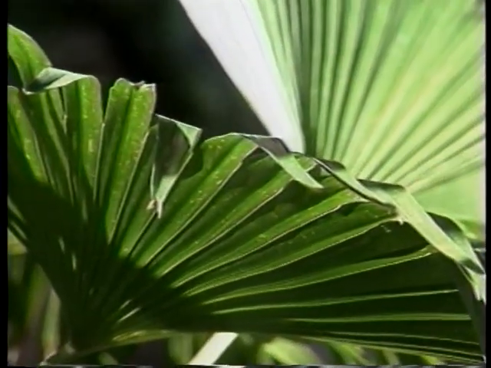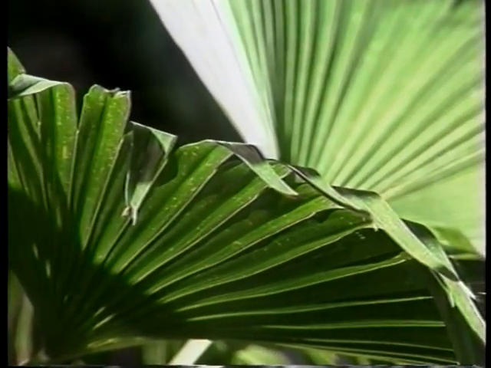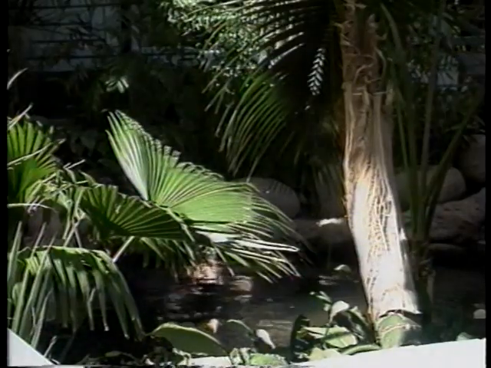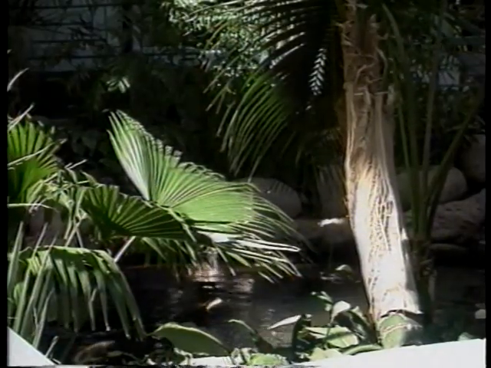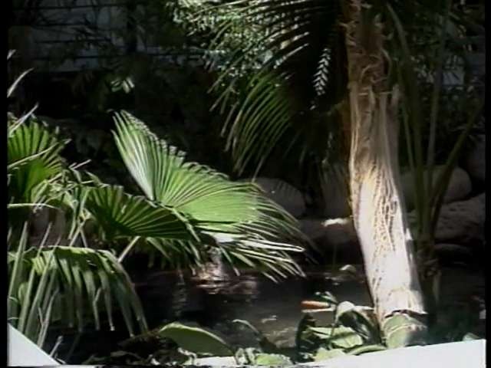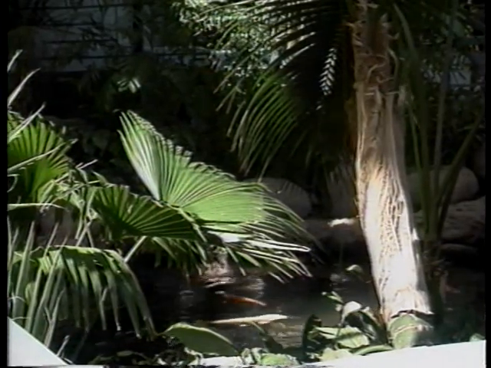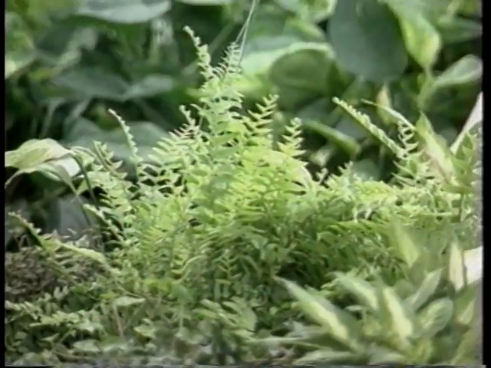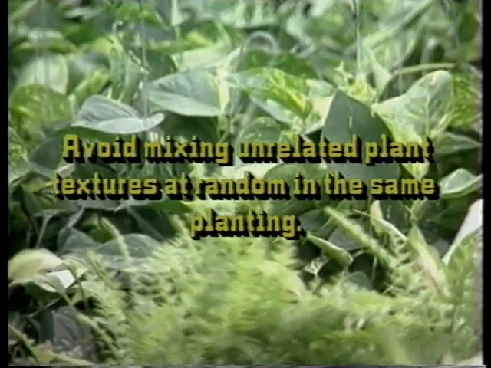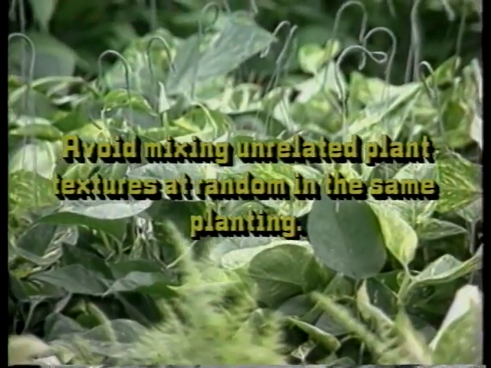A gradual transition from coarse to bold-textured plants in the foreground to finer textured types further from the viewer creates the illusion of greater distance or depth. But a word of caution here. Avoid placing a wide variety of unrelated plant textures at random throughout the same planting.